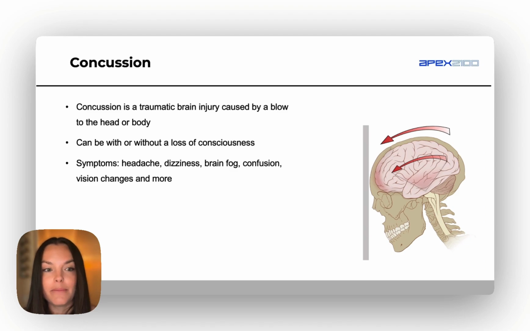The immediate symptoms of a concussion are quite varied, but for the most part they involve a headache, dizziness, brain fog, confusion, and vision changes. On the severe side of that, we can have vomiting as well. And the long-term consequences of concussions are really severe. They can cause serious brain conditions like chronic traumatic encephalopathy, which is linked to memory loss and mood swings. And they can also lead to Alzheimer's and Parkinson's disease as well.